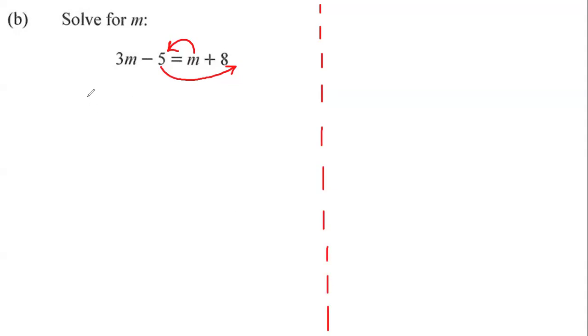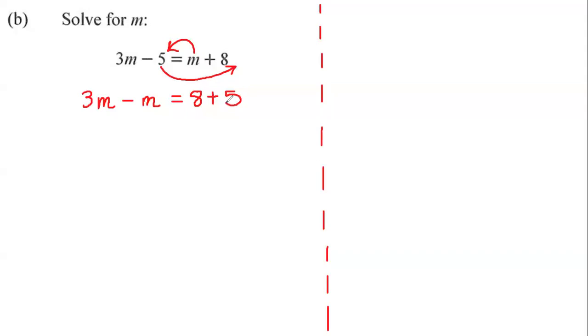So I'm going to have 3m minus m, which is going to be equal to what? 8 plus 5. Send the 5 over the equal sign. It was a negative 5, but when we send it over the equal sign, it becomes a what? Positive 5.